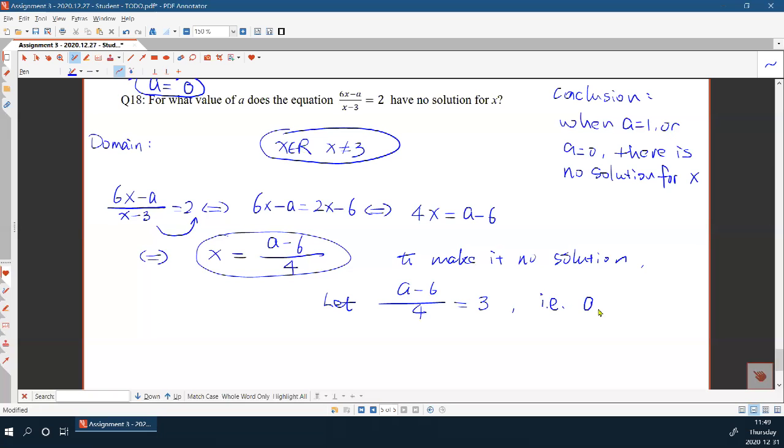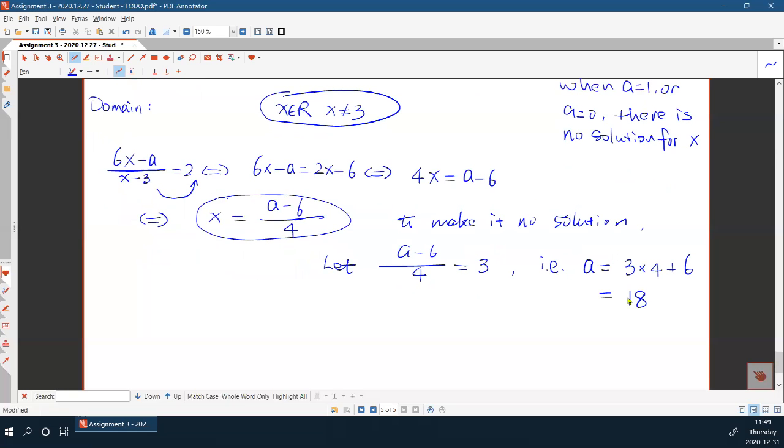That is, a is 3 times 4 plus 6, which is 18, right? That means when a is 18, the solution is x equals 3, but your domain indicates that x cannot be 3. These two statements are contradictory with each other. So when a is 18, there is no solution for x, right? So the conclusion is when a is 18, there is no solution.